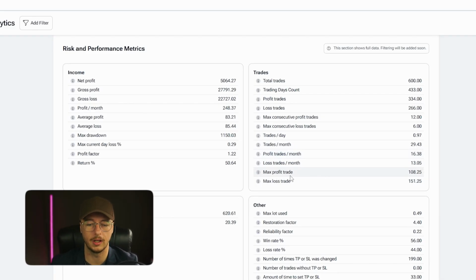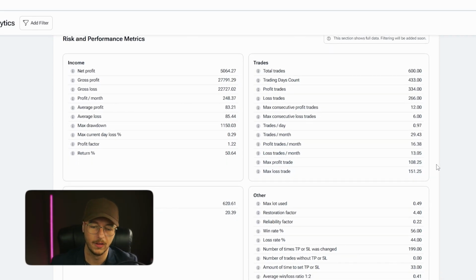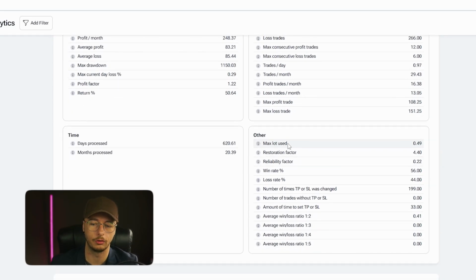Then the max profit trade and the max loss trade, this must be exactly what you are risking. If you got different numbers there, then you've probably messed up somewhere in the backtest and not calculated the risk, because this always should be the max, and the max profit should always be exactly the same. Then we can come to the max lot used. This was exactly the same as we said with the max profit and max loss. It must be what you have set, if not, you screwed up.